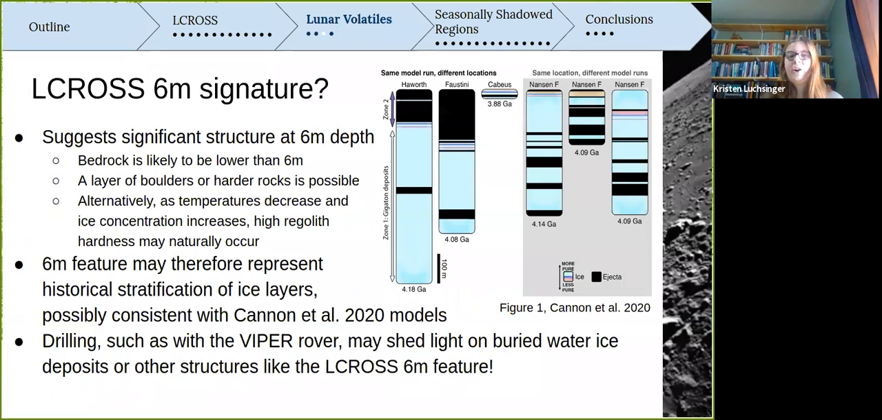The L-cross 6 meter signature suggests a possible structure at 6 meters of depth, likely not bedrock, possibly due to some sort of ice concentration gradient or stratification, which might be consistent with the recent Cannon et al. 2020 paper. Any kind of drilling or radar, or the really great orbiters that are being worked on, might be able to shed light on these structures, but at 6 meters, like you guys have mentioned already, it's not a super convenient location to get to. So we're looking at this really cool 6 meter structure, but it might be difficult to access. On the other hand, if we can get at it, it might give really interesting results and tell us something about the historical or evolutionary sources of water ice in the Earth-Moon system, which would be really fascinating. So difficult to get at, possibly very interesting.